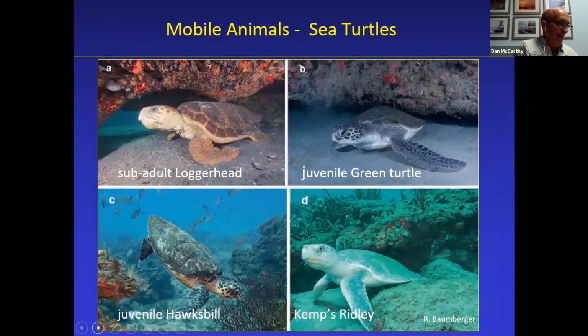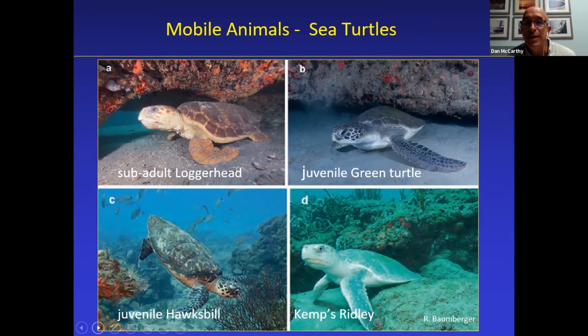Now, an organism that definitely moves around a lot are the sea turtles. Along our shallow water reef areas, we have representation from all 5 sea turtles. We're highlighting here the 4 main ones: the loggerheads, the green turtles, hawksbill, and Kemp's Ridley, as the main ones that we see there, because they seem to have more of a connection.